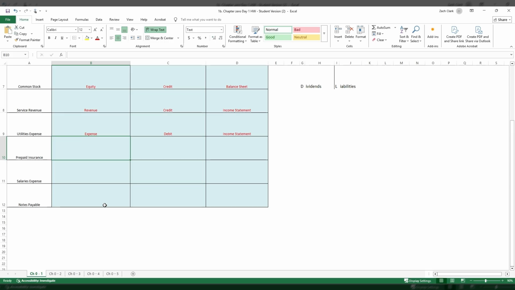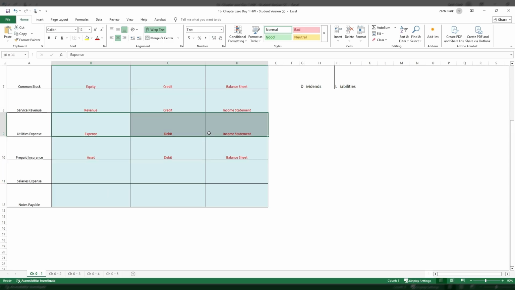So hopefully those concepts are familiar. And that will be an asset, just like with all of our other assets. So it's a debit. And being an asset, we're going to find that on the balance sheet. Okay, back to salaries expense.